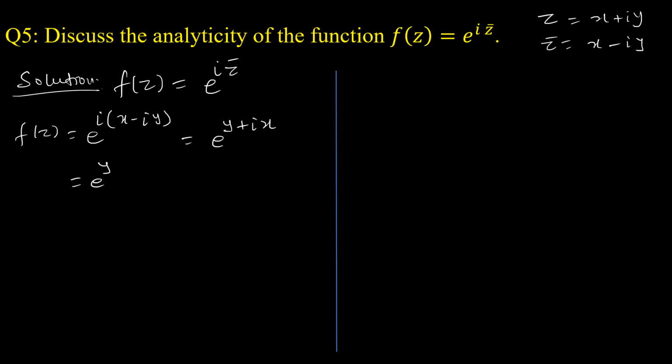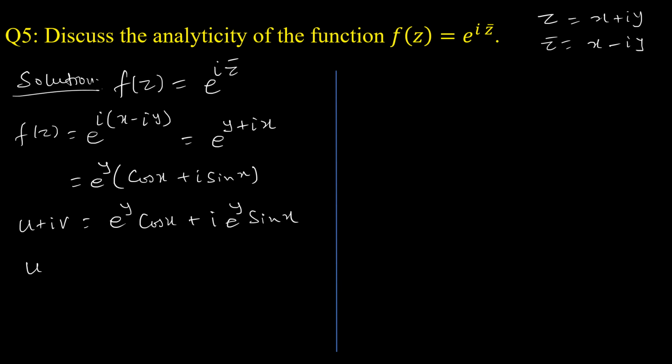It will be equals to e to the power y, and e to the power ix, that we can write cos x plus i sin x. So separating in real and imaginary part, fz is what? u plus iv, and it will be e to the power y cos x plus i e to the power y sin x. So here we get u is equals to e to the power y cos x, and v is equals to e to the power y sin x.